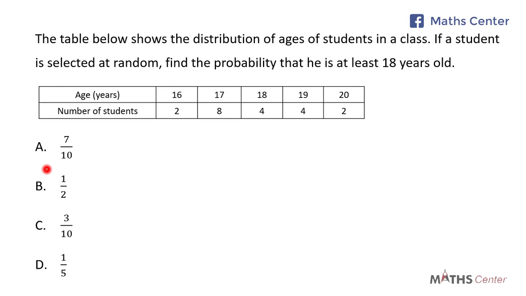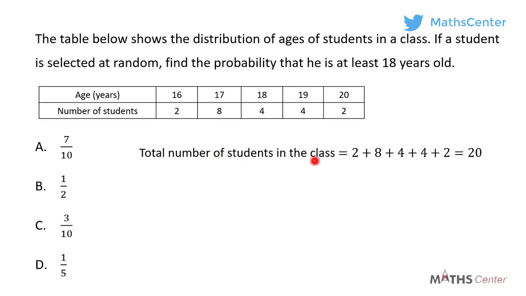the correct option. As we can see in the class, 2 students are 16 years, 8 students are 17 years, 4 students are 18 years, 4 students are 19 years, and 2 students are 20 years. So if we want the total number of students in the class, we will have to add the number of students for each age. So the total number of students in the class will be equal to 2 plus 8 plus 4 plus 4 plus 2, and that will give us 20. So in total, we have 20 students in the class.